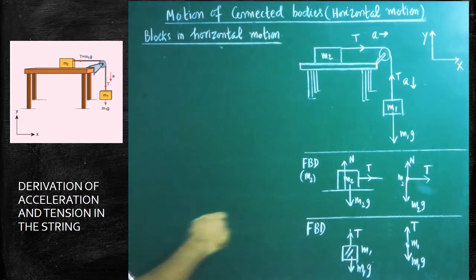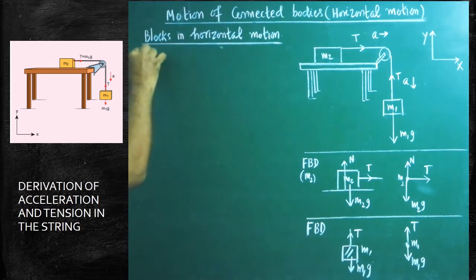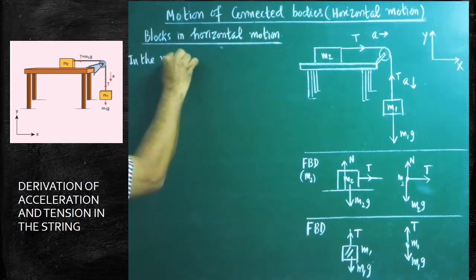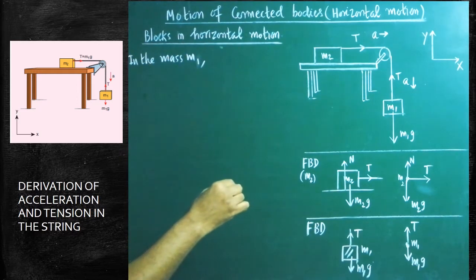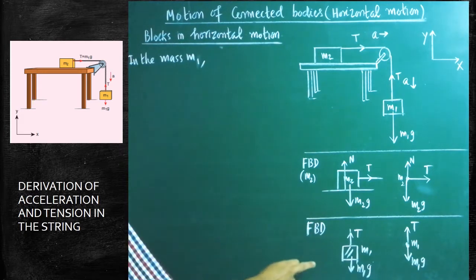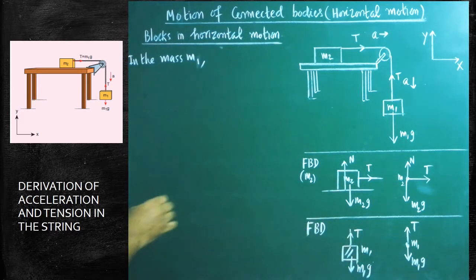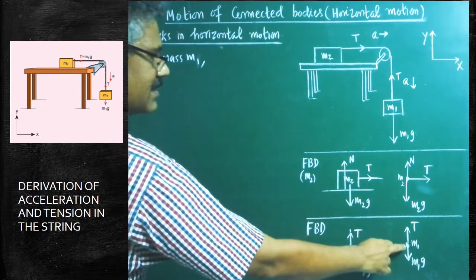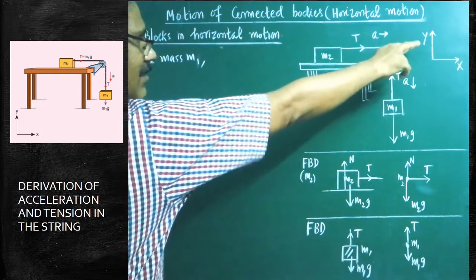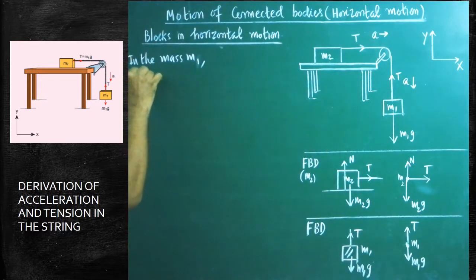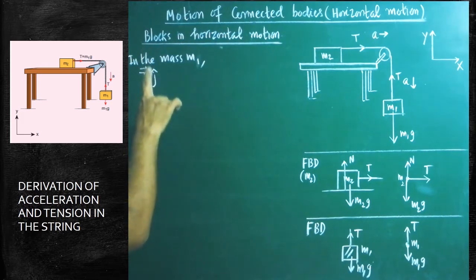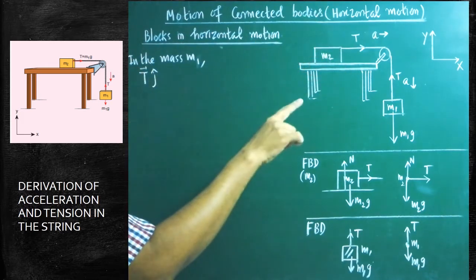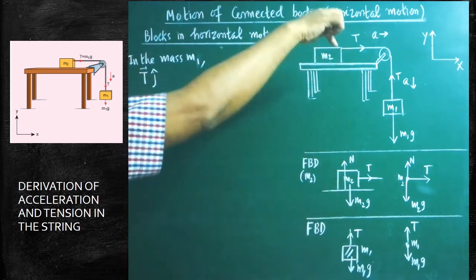So let's see the analysis of mass M1. We will concentrate only on the mass M1. How many forces are acting there? Look at the diagram. With the help of the free body diagram, we are able to write. Tension is acting in the positive y direction. For everything we have to refer to the coordinate system. Therefore, the tension vector must be written as T j cap, drawn in the upward direction. It is the positive y direction, therefore j cap. M1g is acting in the negative y direction.